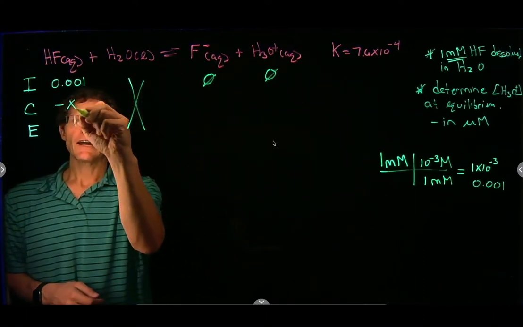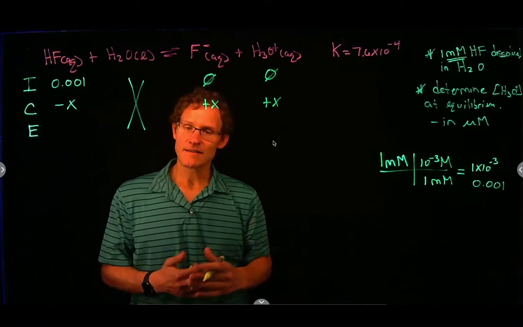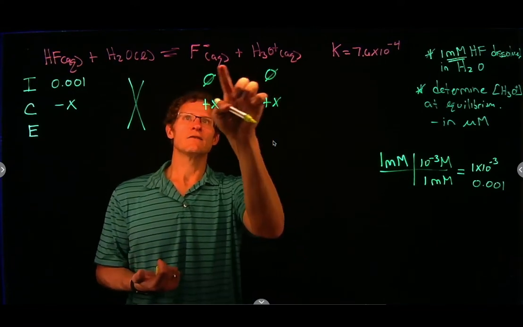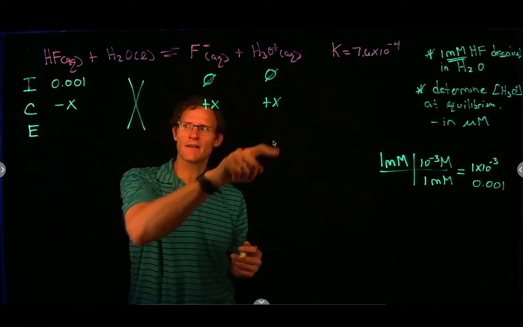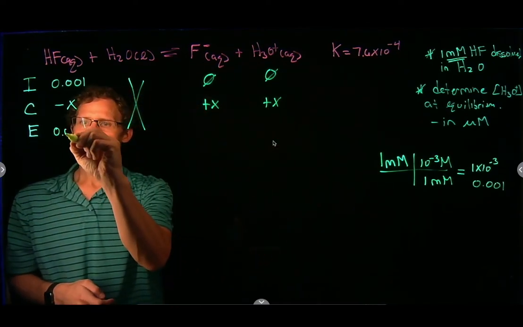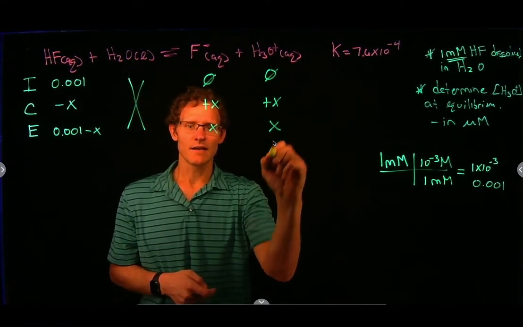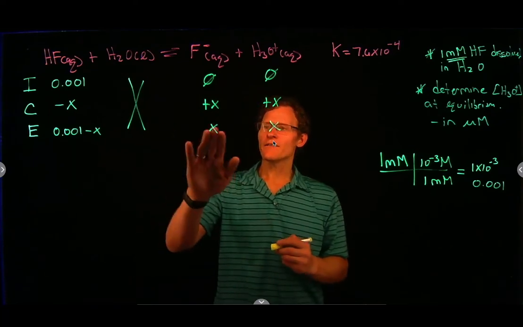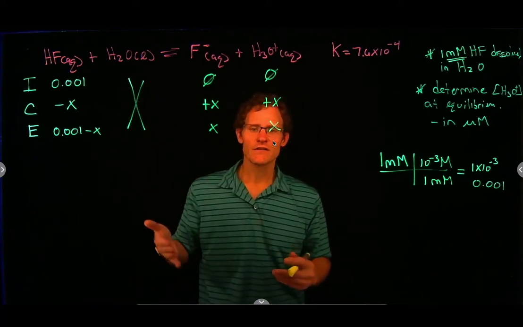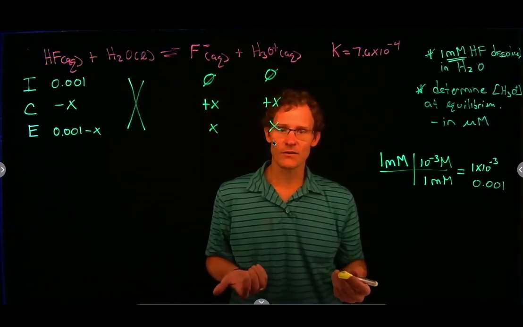I lose reactants. I gain products. This is a simple example in the sense that coefficients are all 1, so it's minus x, plus x, plus x. 0.001 minus x, x, and x. Okay, so we now have our equilibrium expressions for each of the individual reaction substituents.